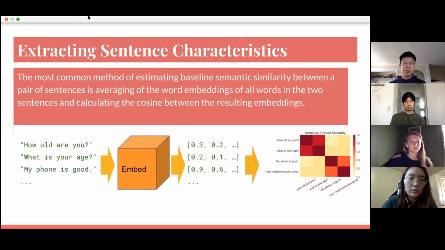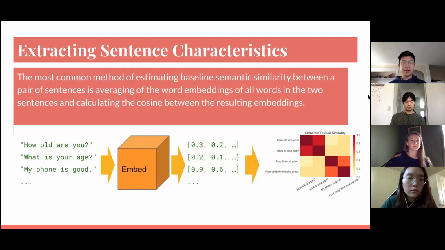One very important part in understanding the hints and figuring out what words are related to the hints in our task is to extract the sentence characteristics. The most common method of estimating the baseline semantic similarity between a pair of sentences, one from our database and the other the hint from the crossword puzzle, is averaging the word embeddings of all words in these two sentences and calculating their cosine similarity between the resulting embeddings.